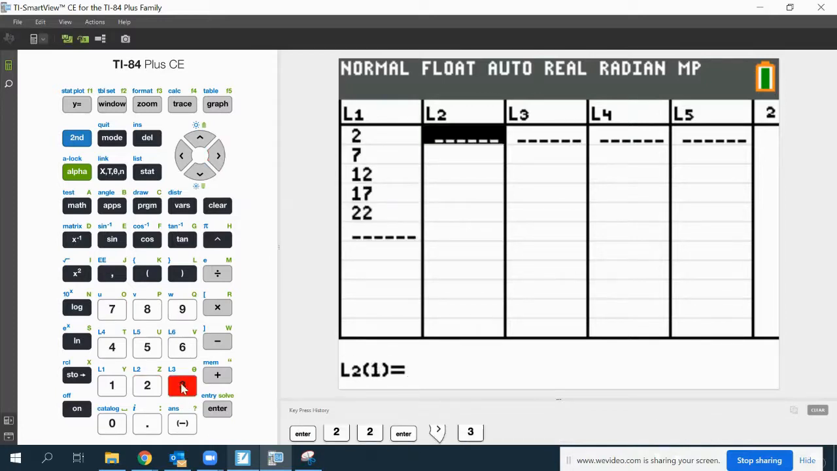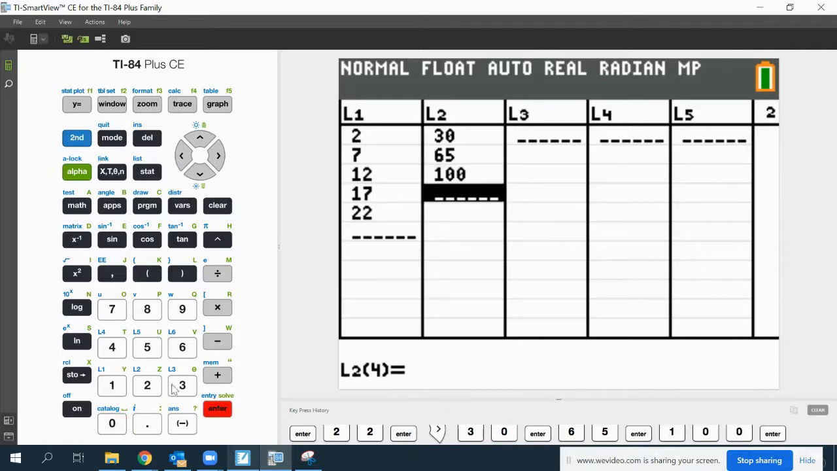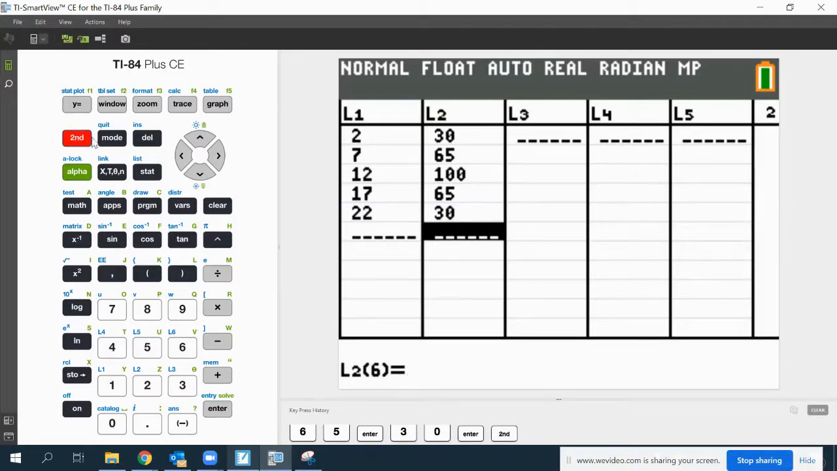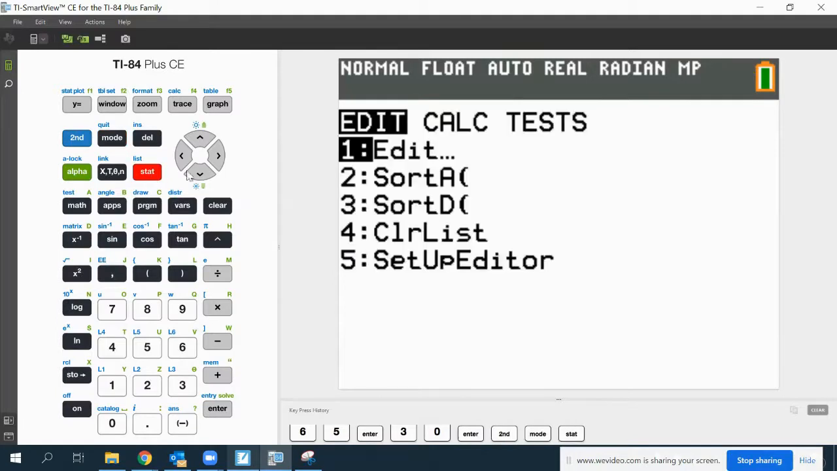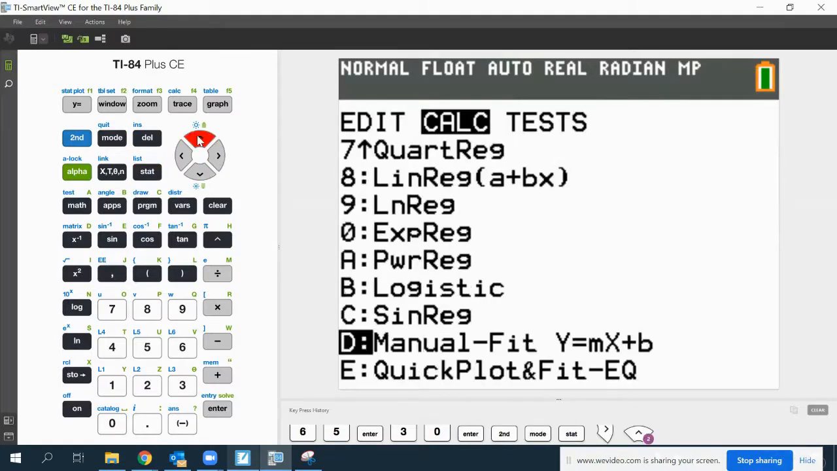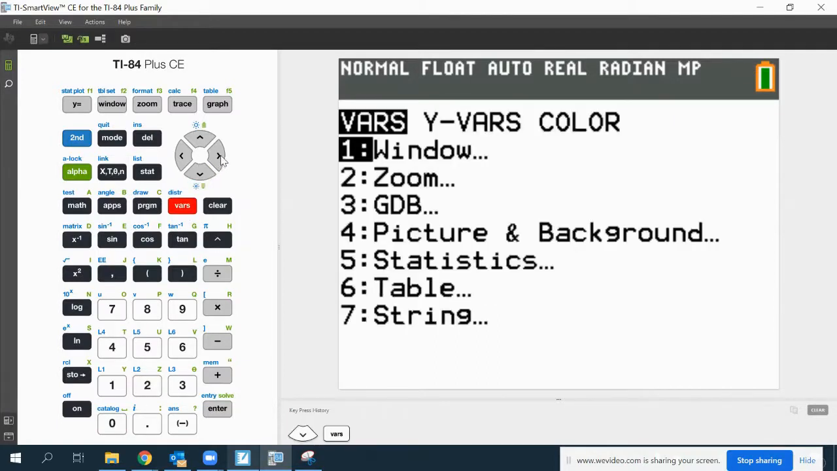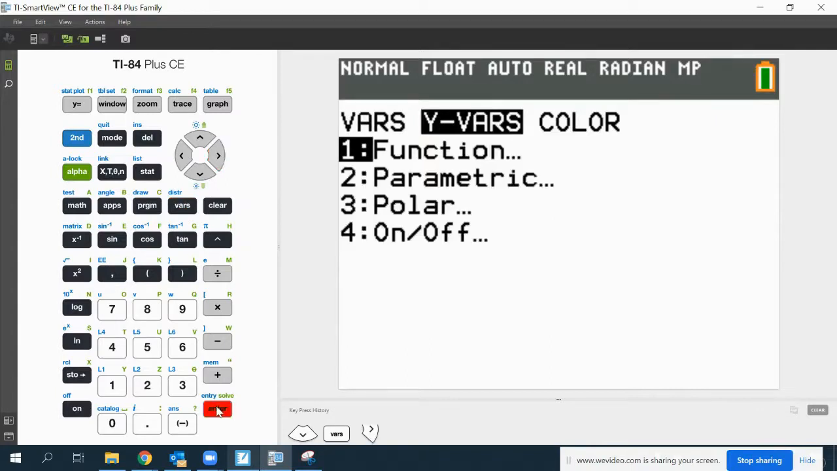Then the Y values were 30, 65, 100, 65, 30. So then I'll go back to the main screen, stat, then do a sine regression. The period appears to be 20. And I will store my regression equation in Y1.